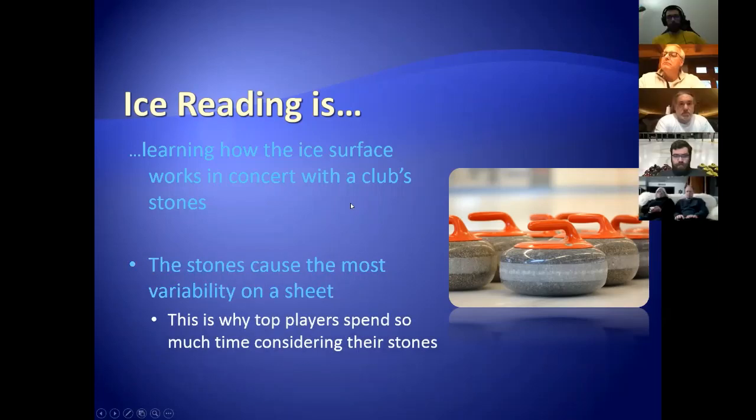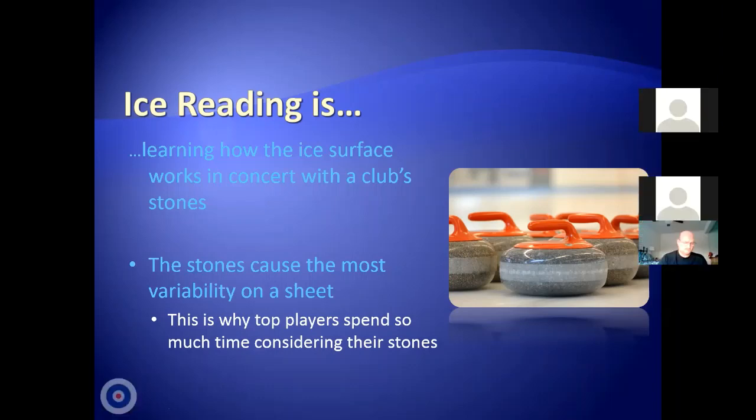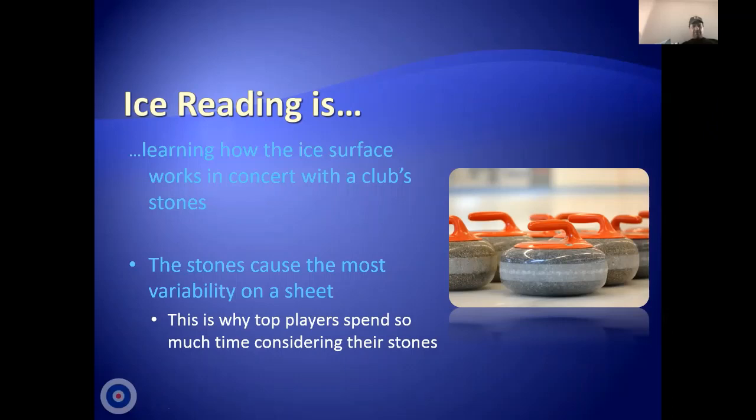Okay, and this is why top players spend so much time considering their stones. All of the top competitive curlers have what they call rock books. So it's actually a little notepad that they keep notes about each of the individual rocks in the higher level competitions. So there's only a few sets of stones that are used in these higher level competitions. And so they keep notes on them, and they know what those individual rocks do.